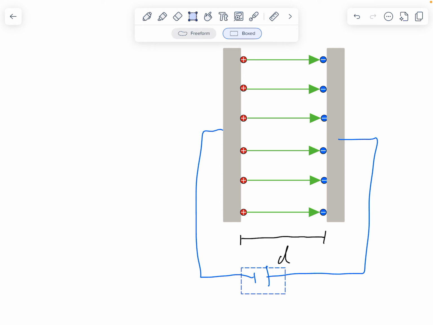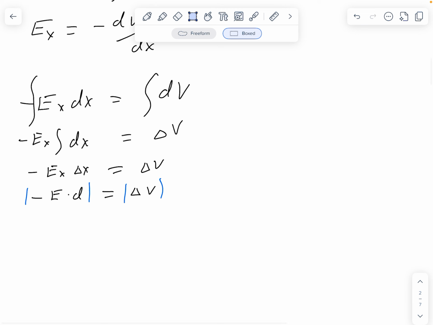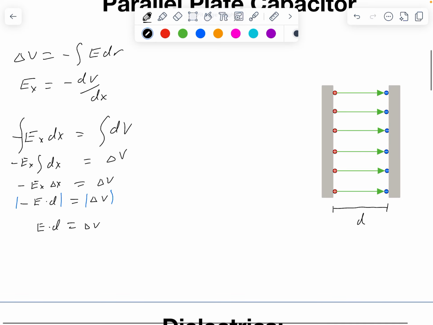So that's kind of why, and it also helps get us to the next thing, which is the capacitance. That's where we're going. For now, just think of the size of the electric field times the separation of the plates as telling me the difference in volts between one plate and the other. Next, we're going to look at the electric field between the plates.